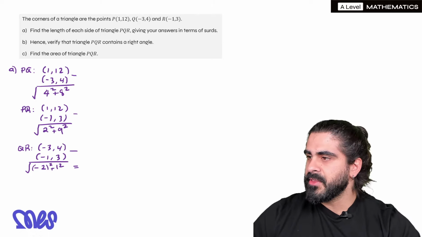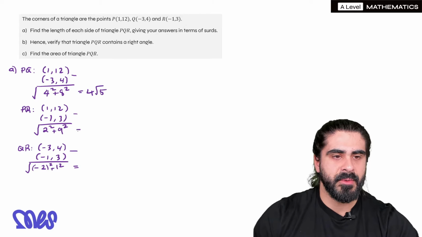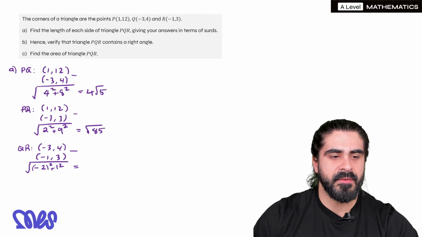Okay, so typing everything in the calculator. Inputting the lengths, we had 4 root 5. Here we had root 85. The last one we can actually do without the calculator. We have 4 plus 1, 5, so root 5. And these are all your lengths.